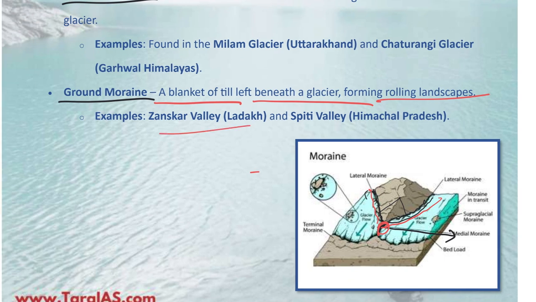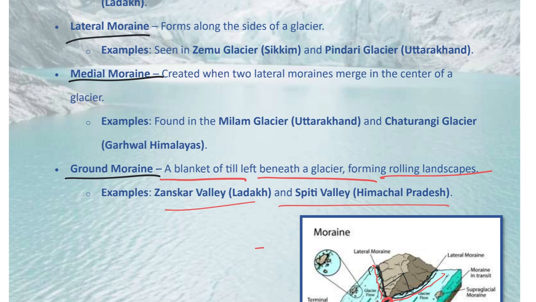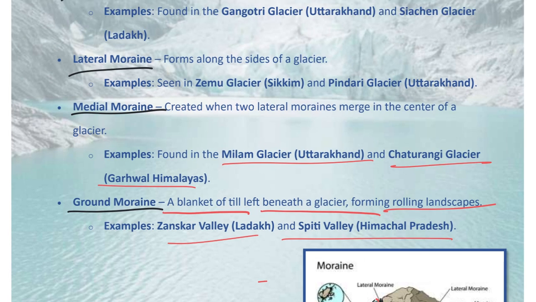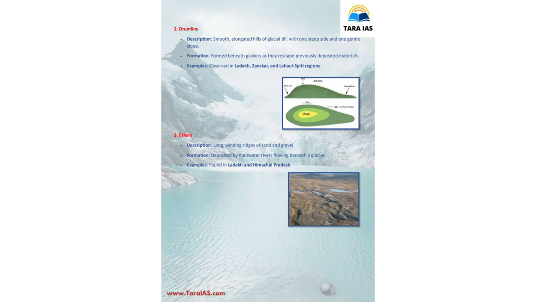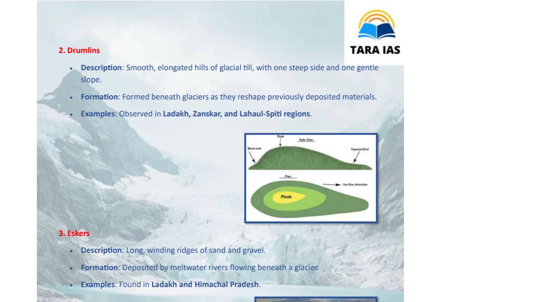Example, Zanskar Valley of Ladakh and Spiti Valley of Himachal Pradesh. So examples of medial moraine, it is Milam Glacier of Uttarakhand and Chaturangi Glacier of Garhwal Himalayas. And what are the examples of lateral moraines? That is across the sides of glacier, that is Zemu Glacier of Sikkim and Pindari Glacier of Uttarakhand. So moraines lo lateral moraine, terminal moraine and ground moraine, I hope you all are clear with, and medial moraine, right? So next coming to the next depositional feature will be drumlin.